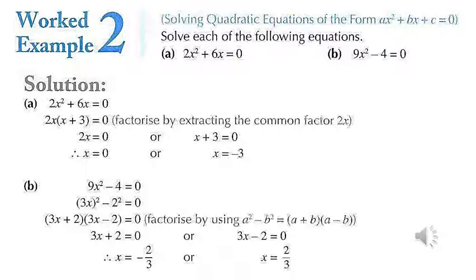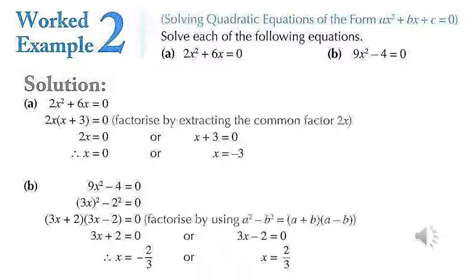Part B, 9x square minus 4 is equal to 0. There are two terms in this equation. Both terms are perfect squares. Both terms can be written as the power of 2. So 3x whole square minus 2 square is equal to 0.